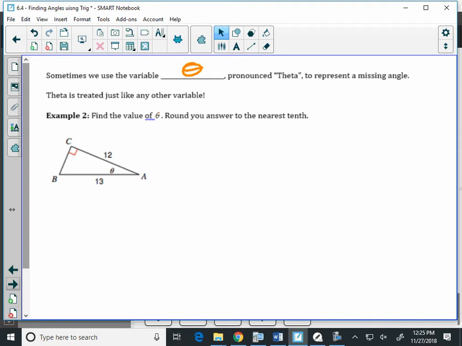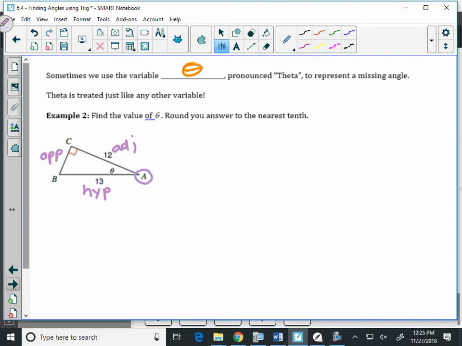Okay? So we take a look at example 2. It says find the value of theta. Round your answer to the nearest tenth. Okay? And theta is representing an angle. It's representing angle A. So that's the angle I'm going to circle and start from. Okay? And then label my sides from that angle. So when we go across, we label that as our what? Opposite. Go to your 90, go across, we label that as our hypotenuse, and the side left over, adjacent.